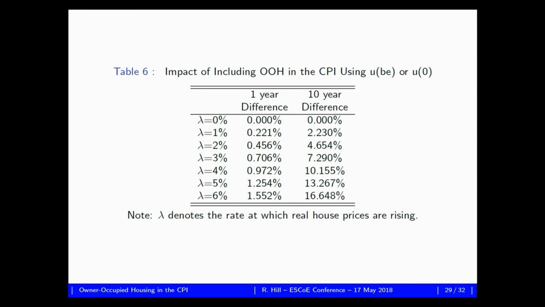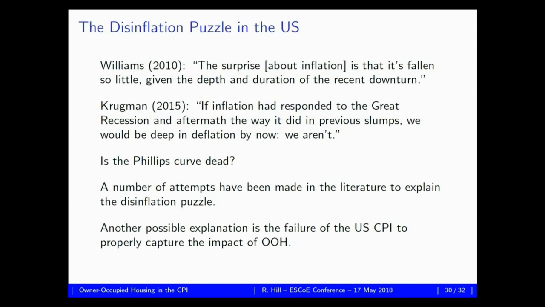Now, here we did a kind of simulation, where lambda is the increase in real house prices. Here in Sydney it was just over 2%, which would imply a one-year increase in CPI of around 0.5%. But you can see here, if you go up to 5%, you'd have a CPI increase of 1.2%, being 1.2% higher a year than otherwise.